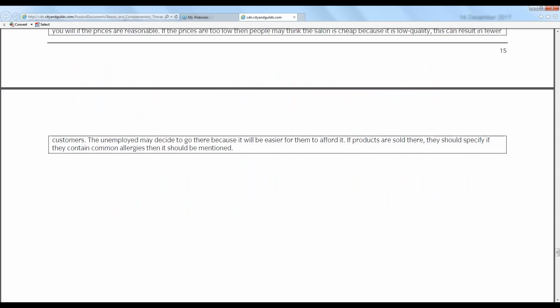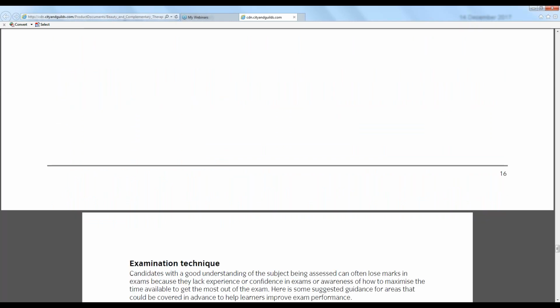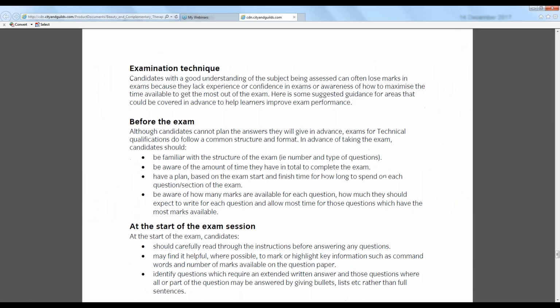Okay, then we're going to go further on down the document. And again, it goes into a bit of hints and tips about exam technique, what you need to be thinking about with your learners before the exams, how you're going to prepare them, how at the start of the exam session you're going to try and support them to make sure they read those questions through thoroughly. Like reading all the questions through first and starting on the questions that they find easiest first.